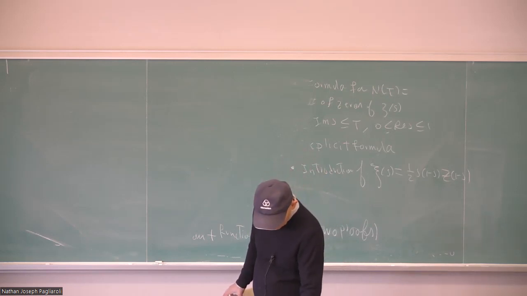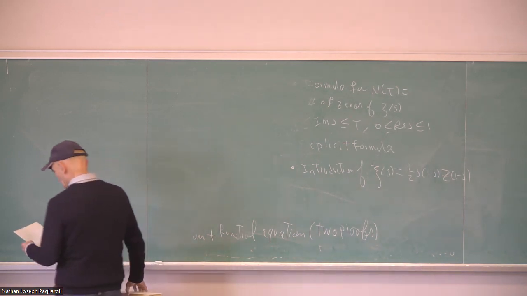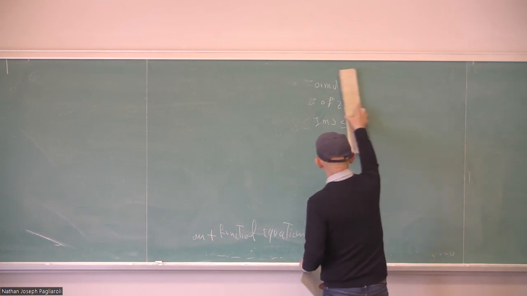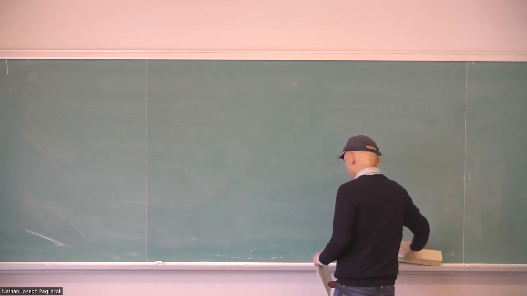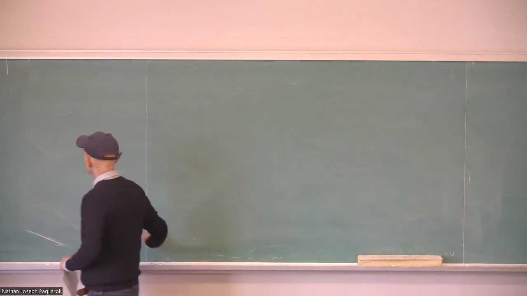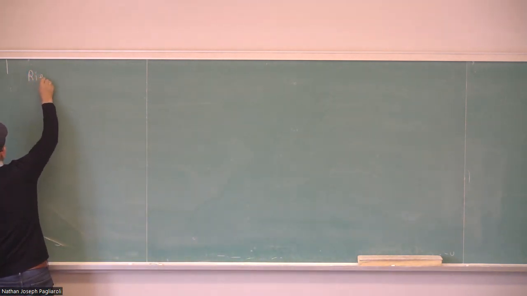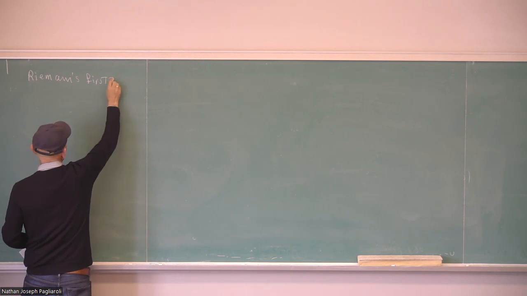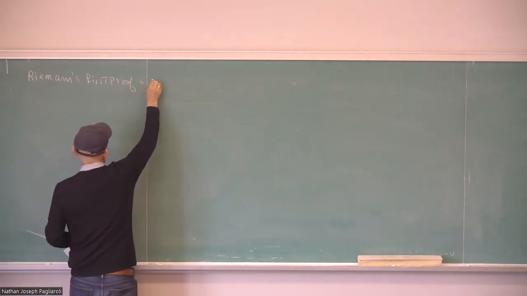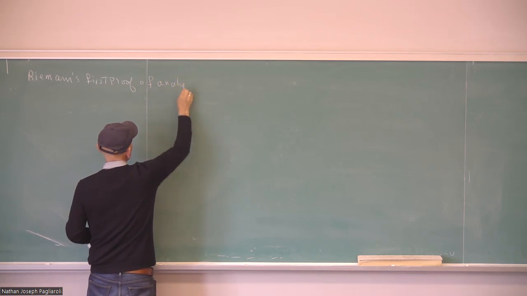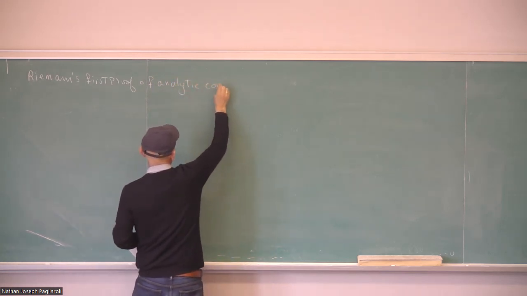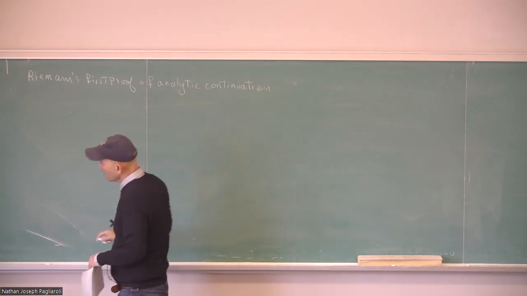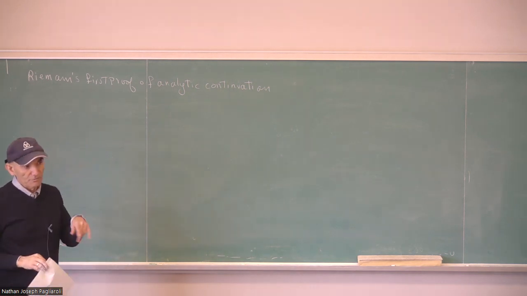So the last thing I wanted to say, and then we leave this zeta function for now, is, let me write it down, Riemann's first proof of analytic continuation. So remember that the proof that I gave was his second proof.